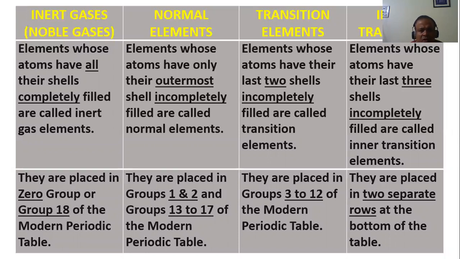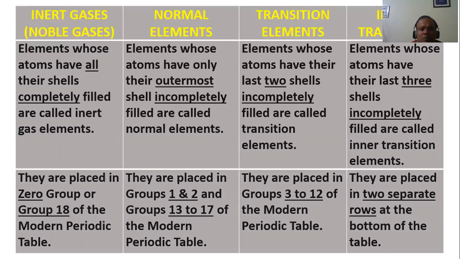So let's see what are noble gases or inert gas elements. Elements whose atoms have all their shells, I mean the orbits, completely filled are called inert gas elements. And where are they placed? They are placed in the zero group or group 18 of the modern periodic table. Some people also call it group 8A. So you can call it zero group, group 18, or group 8A.